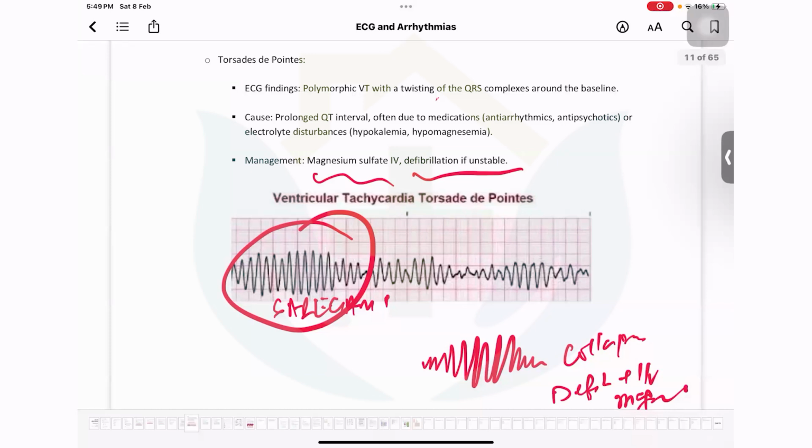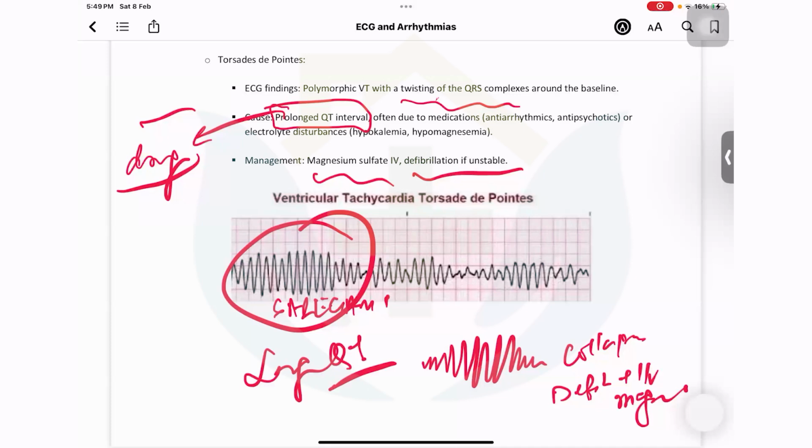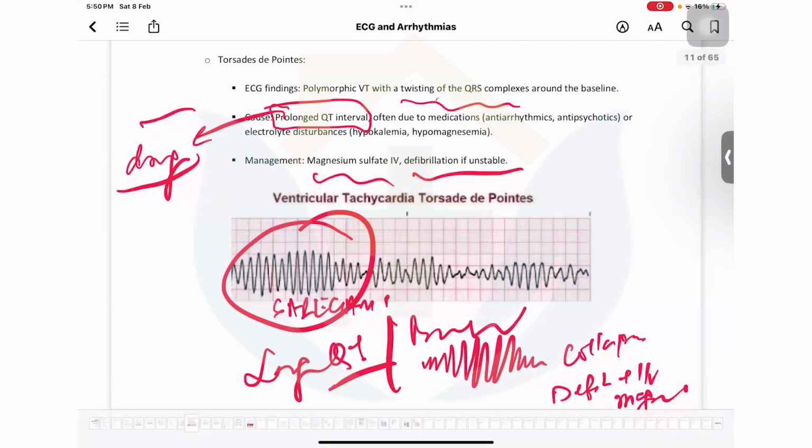Basically there is twisting of the QRS complexes around the baseline. That is what's called dancing. Torsades des pointes. Usually the causes are prolonged QT interval, either due to drug induced causes and other drugs, or due to congenital long QT syndrome, or Brugada syndrome, which can throw the patient into this torsades des pointes.